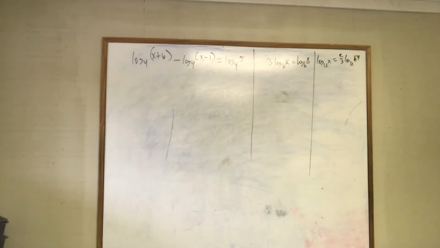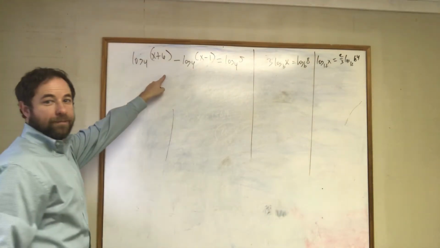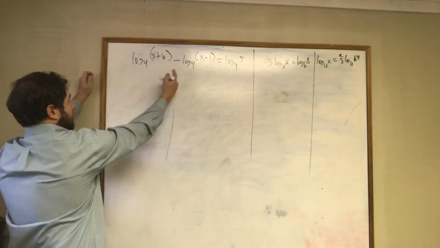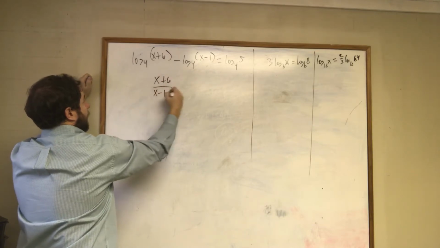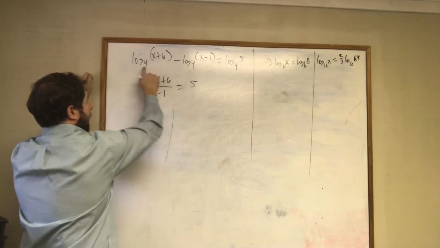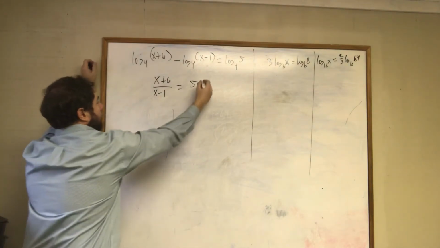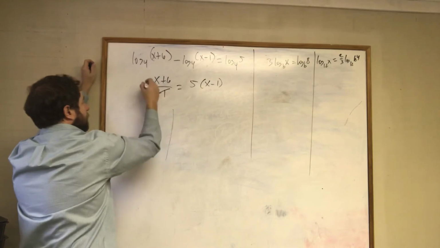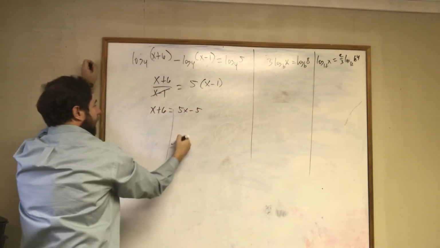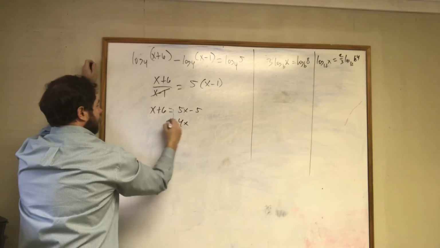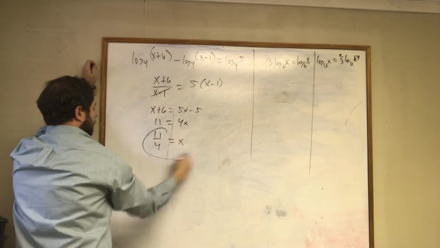Here are 3 more quick types of logarithms. On this one, you'll notice it is subtraction. Because it is subtraction, we're going to divide: x plus 6 divided by x minus 1 equals 5. They all have log 4 as the base, so we can drop the log 4, multiply both sides times x minus 1. You get x plus 6 equals 5x minus 5. Bring the x over here, you get 4x equals 11. The answer to this problem is 11/4.